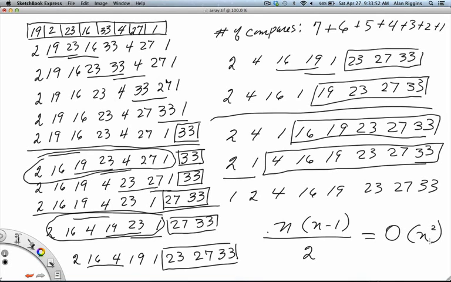Notice that in some cases we didn't swap, in other cases we did. It depended on the ordering of the elements, but we did a comparison for all of these cases. Therefore, in every case, regardless of how the array is initially ordered, we're going to do the same number of comparisons for an array of a specific size.